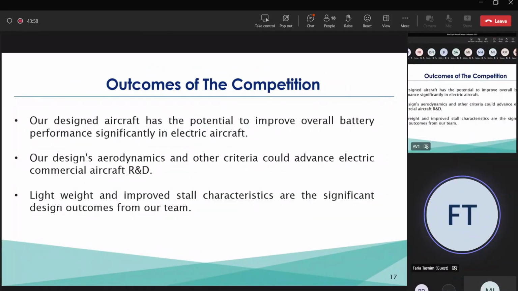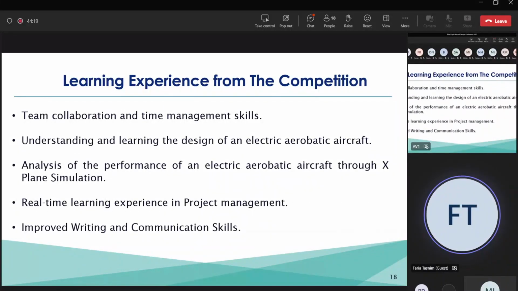Here is the outcome of the competition. Our aircraft has the potential to improve overall battery performance significantly in electric aircraft. The aerodynamics of our design could advance electric commercial aircraft. The significant design outcomes are lightweight and improved stall characteristics. From the competition, we have learned team collaboration and time management skills. We have learned about designing an electric aerobatic aircraft as well as analyzing its performance through extreme simulation. We also had real-life experience in project management and application of our theoretical knowledge.